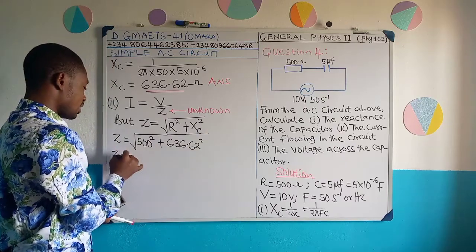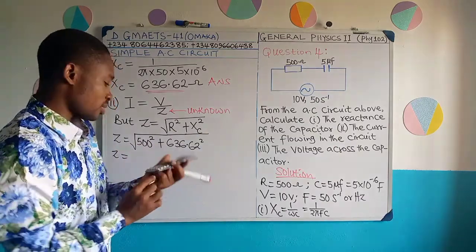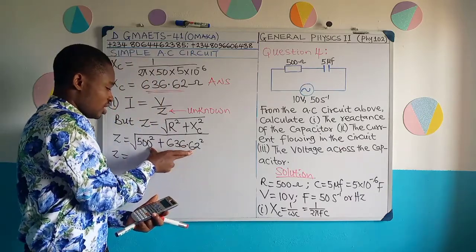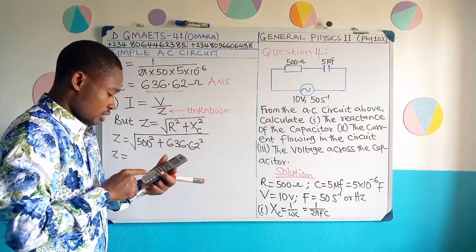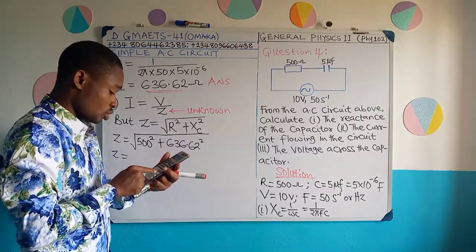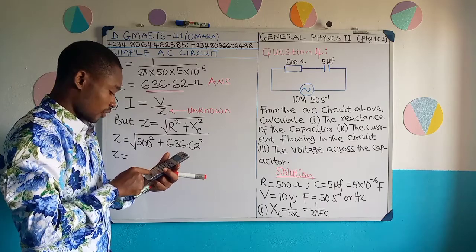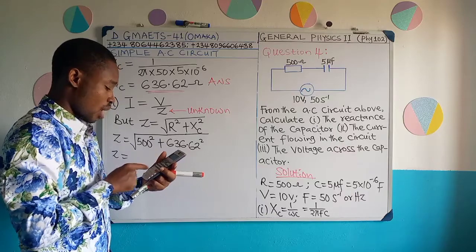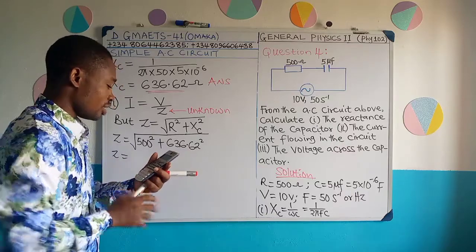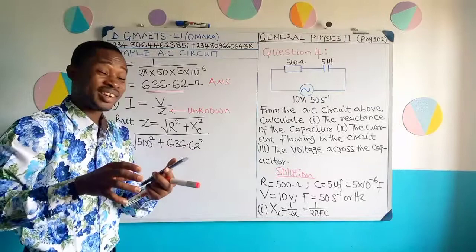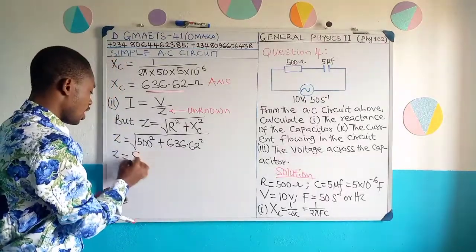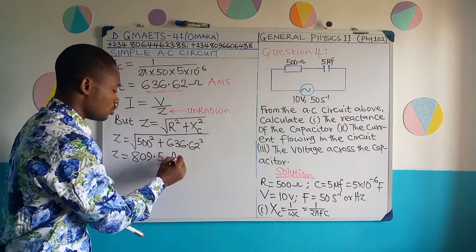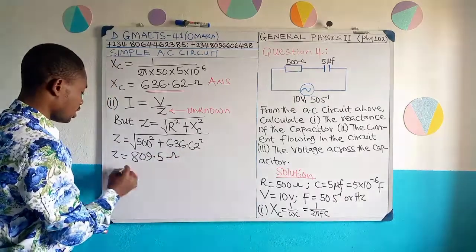So this is going to give us Z equal to, let's find out. I'm going to press square root or open brackets to enclose this in that square root sign. So 500 raised to the power of 2 plus 636.62 raised to the power of 2, close the bracket, equal to. So this gave me 809.5 approximately. 809.5. The unit again is ohms because it is an opposition to the flow of current.